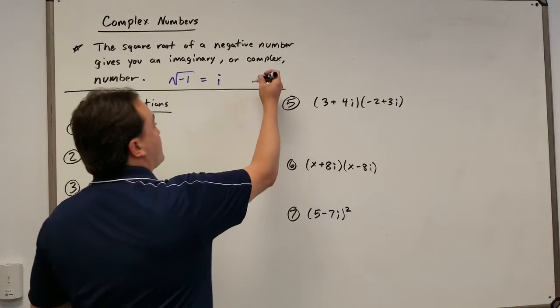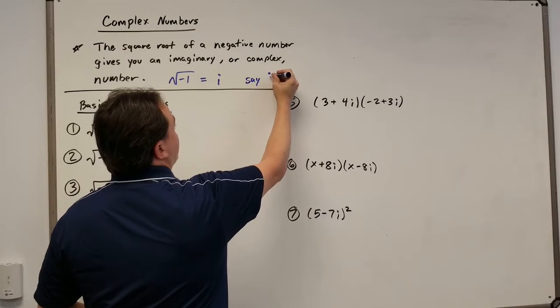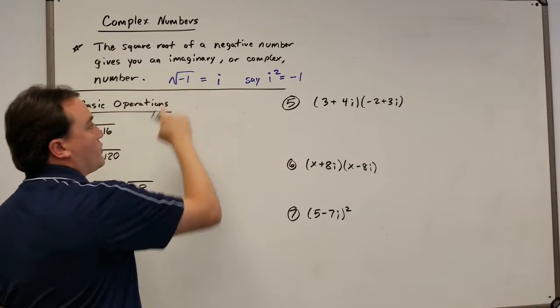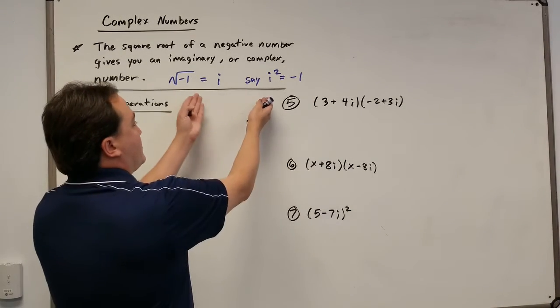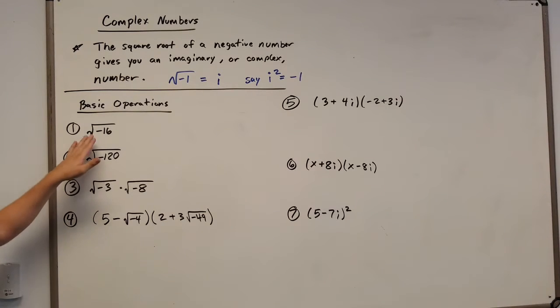Okay, so we can also say i squared is negative 1, because remember, when you square a square root, you just get the inside. So we have these two little definitions. We're going to build on that later. Okay. So right now the basics.